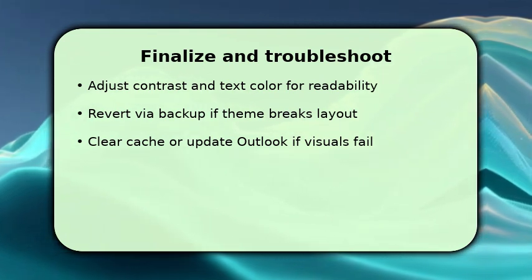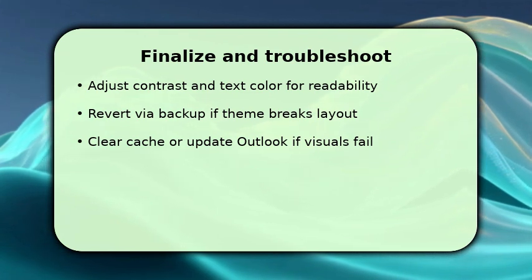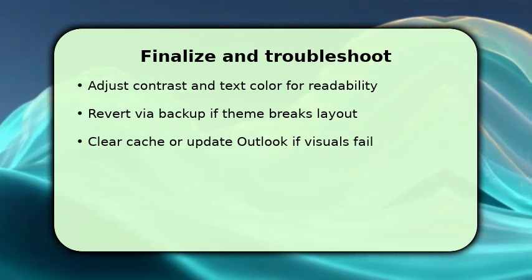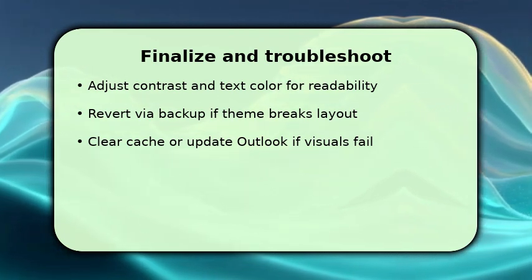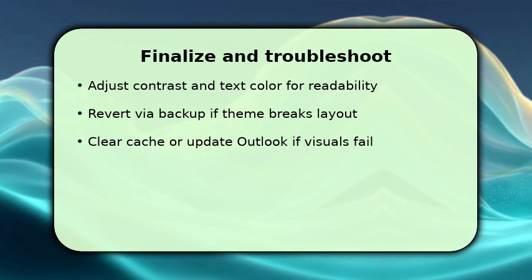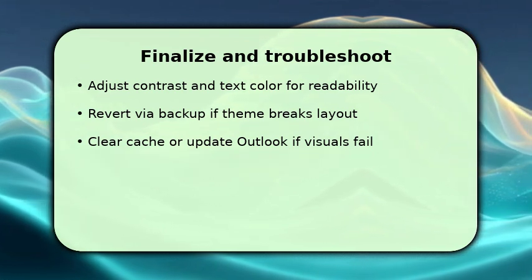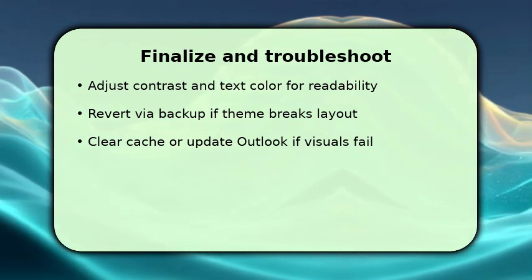If layout issues or missing icons appear, revert using your backup settings or remove the custom theme and reapply a simpler pink accent. If visuals still fail, clear the app cache or update Outlook to the latest build. This often resolves theme rendering bugs.